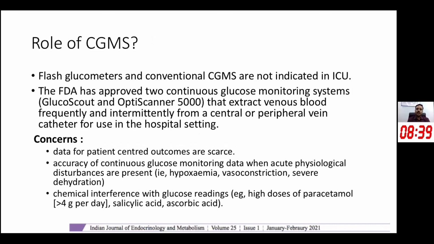Role of CGMS: we talk a lot about continuous glucose monitoring, but the evidence is less in the ICU setup because of many factors. The US FDA has approved 2 CGMs which can monitor venous blood, Glucose Scout and OptiScanner 5000 Pro. I'm not sure whether they will ever be available in India, but these are the 2 CGMS which can be used in patients in an ICU setup. But there are concerns that data is lacking. Accuracy of continuous glucose monitoring data with acute physiological disturbances like hypoxemia, vasoconstriction and severe dehydration is doubtful. There is also chemical interference with glucose reading from paracetamol, salicylic acid, and ascorbic acid. All these factors may interfere with the CGM reading. But currently, I think CGM use in a critical setup is difficult.